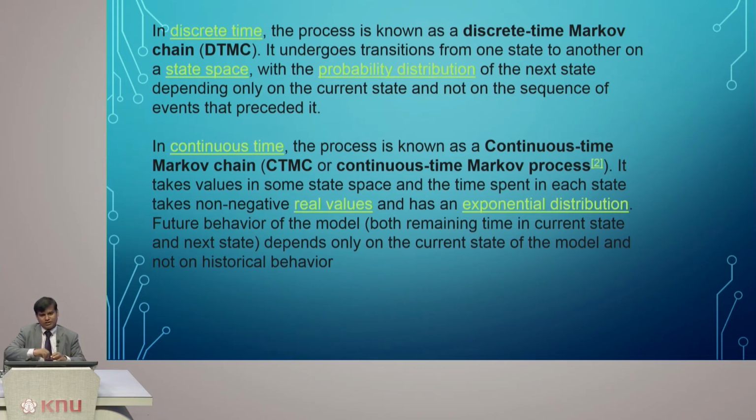And it has an exponential distribution. So in discrete time it has a probability distribution, whereas an exponential distribution is a kind of continuous distribution. And moreover, as with a discrete time Markov chain and a continuous time Markov chain, the behavior of the system depends only on the current state of the model, not on the previous states.